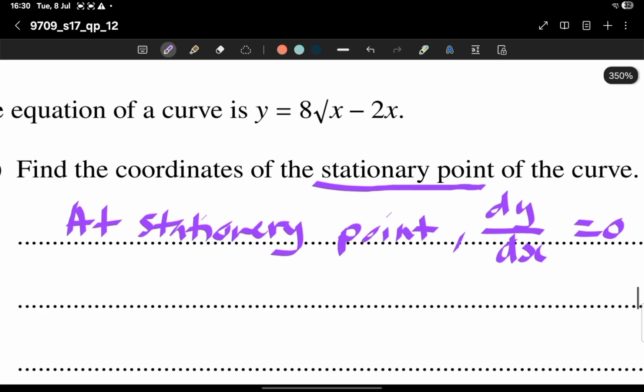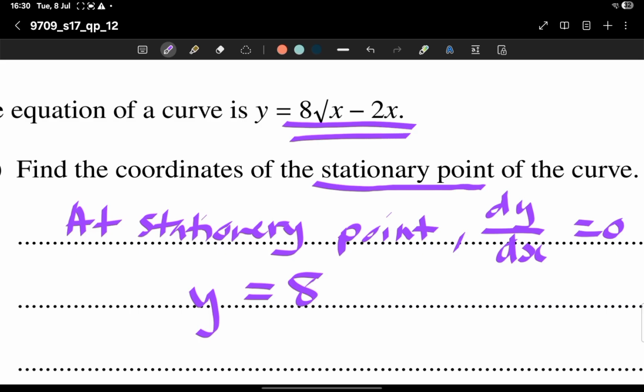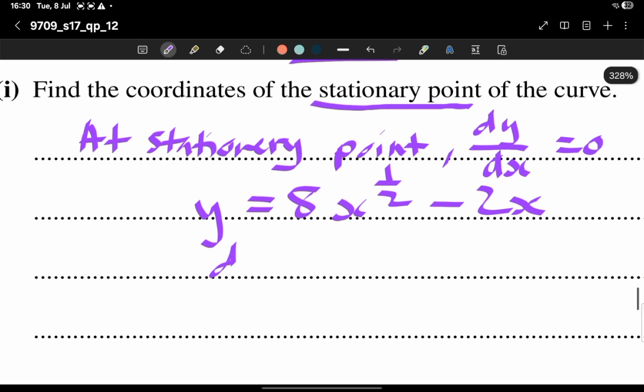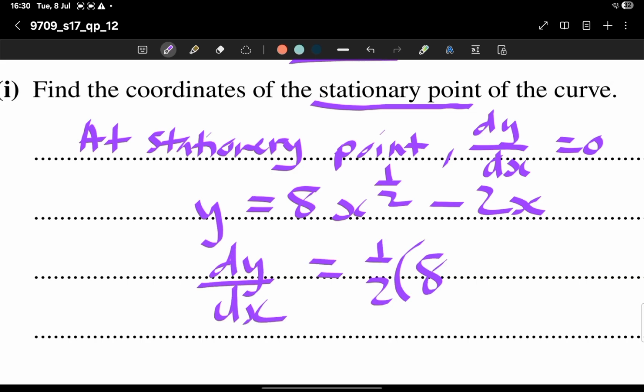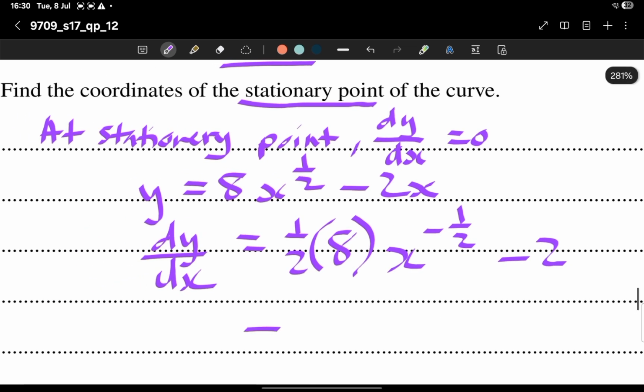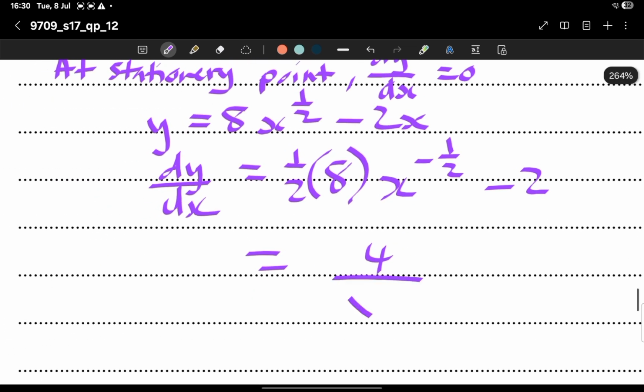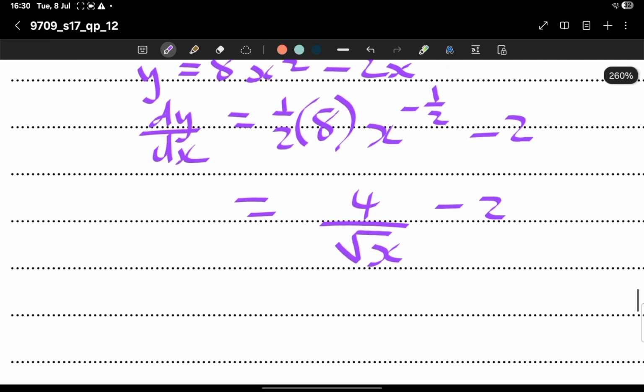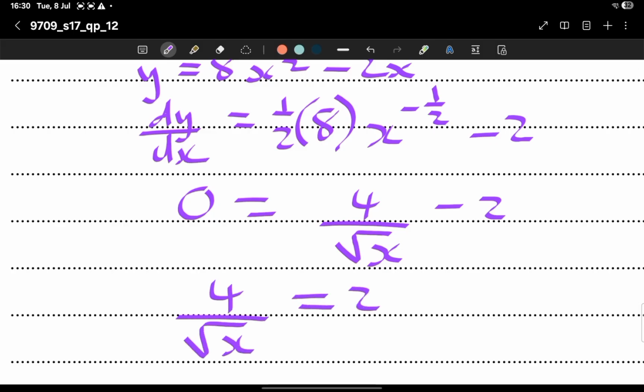So we're going to try and find dy/dx for this expression. So that's y equals 8x to the power half minus 2x, and dy/dx will be half multiplied by 8x to the power minus half, minus 2, right? And this will be 4 over root x minus 2. And at a stationary point, we know this is equal to 0, so we can put 0 here. So this will be 4 over root x is equal to 2.